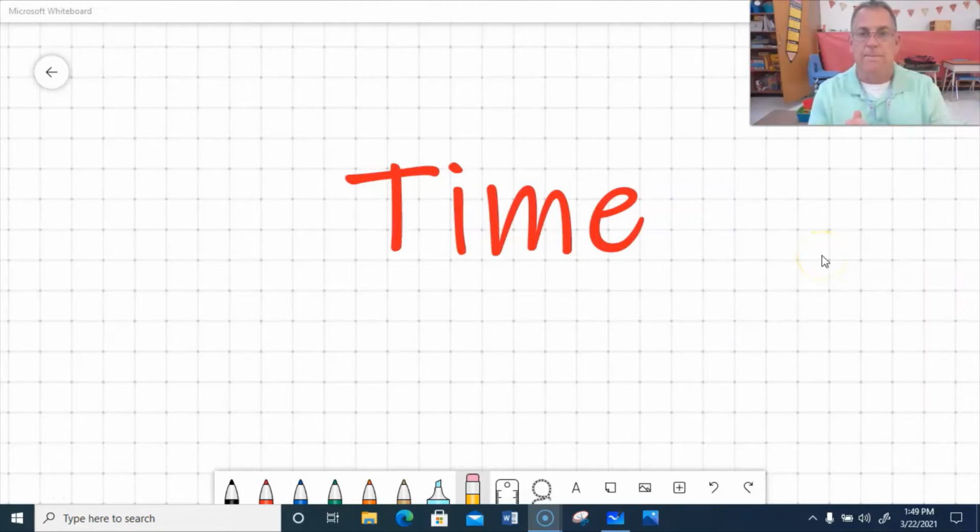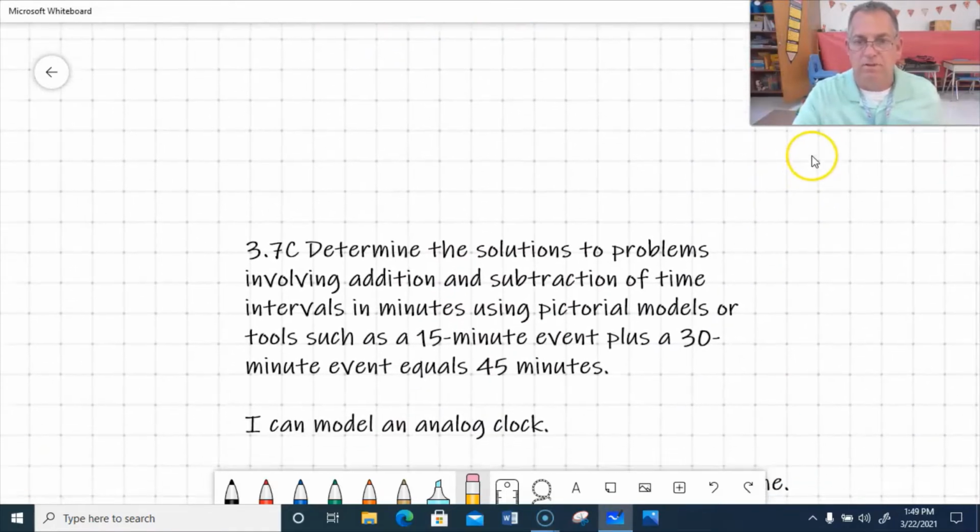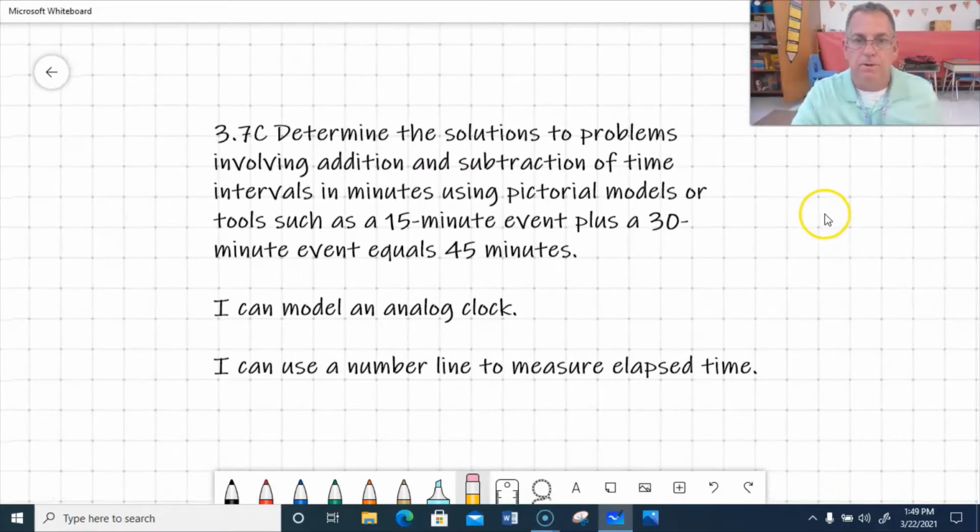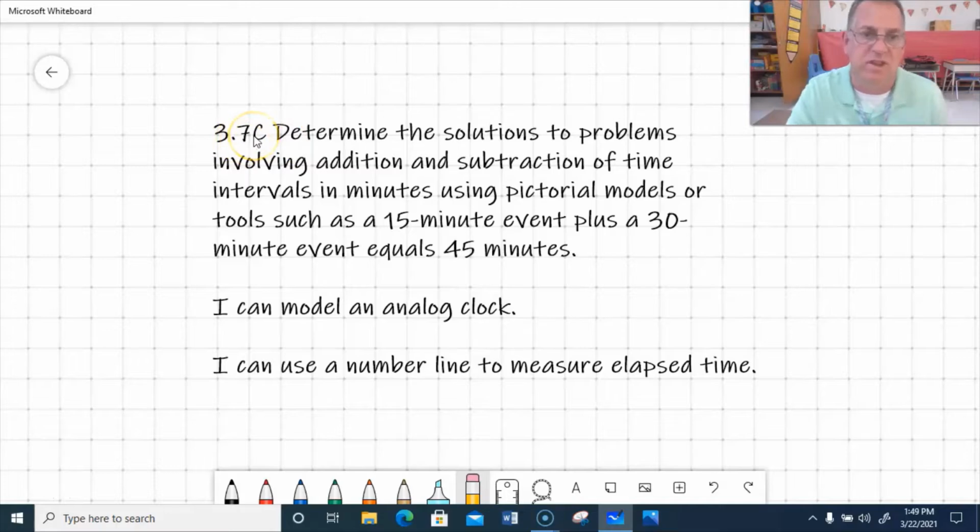We're going to talk about time again today, or basically time intervals. So let's go ahead and look at the specific skill we're going to be talking about today, and it's 3.7C. Determine the solution to problems involving addition and subtraction of time intervals in minutes using pictorial models or tools such as 15-minute events plus 30 minute events equal 45 minutes.